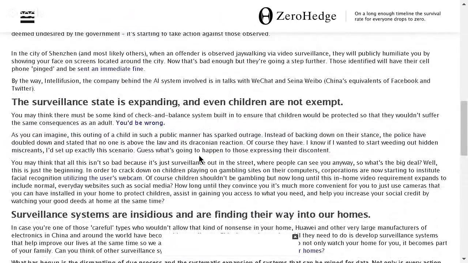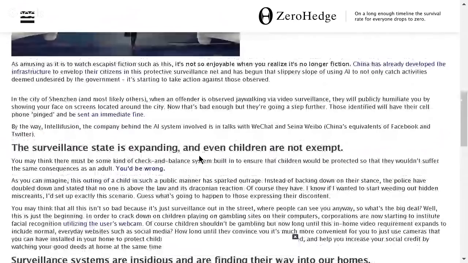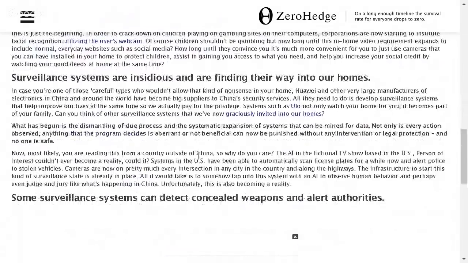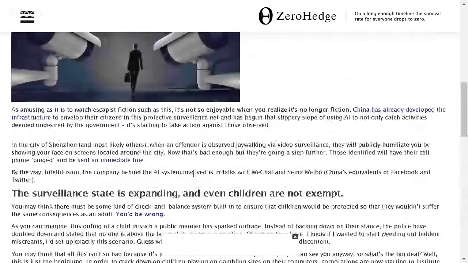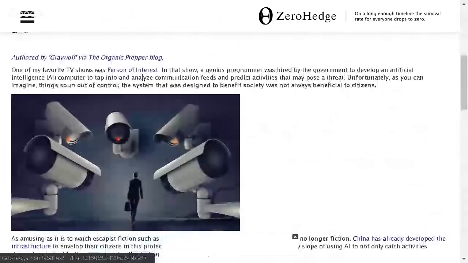Anyway, we've got links to the article in the description below the video also, so please check that out. Anyway, this is even happening to children in China, which has sparked a little bit of outrage. Although outrage in China doesn't really usually amount to very much. Let's hope nobody gets run over by a tank.